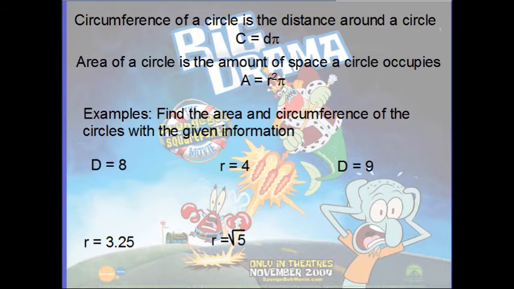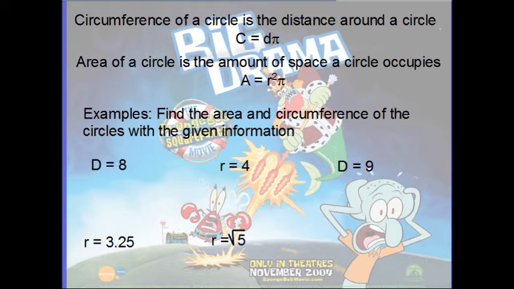So the first thing we need to talk about is what the circumference of a circle is. Circumference of a circle is defined as the distance around a circle. It's kind of like a circle's perimeter. Circumference is found by taking the diameter times pi. The area of a circle is the amount of space that a circle occupies. Area is equal to radius squared times pi.